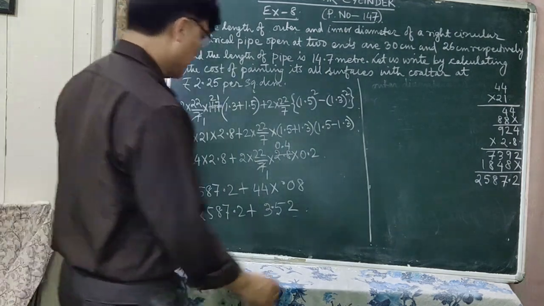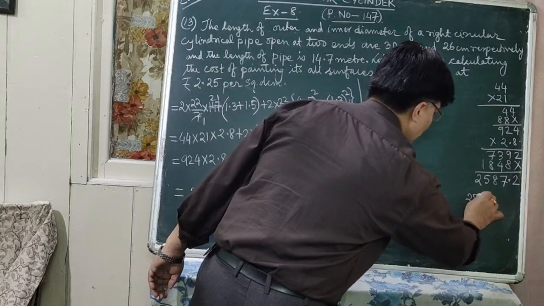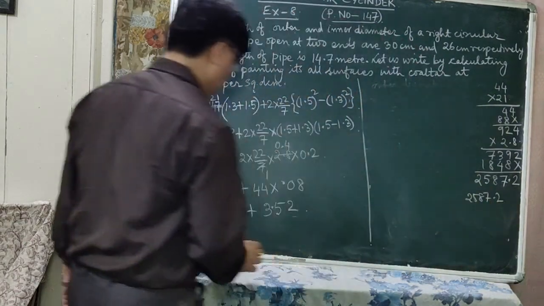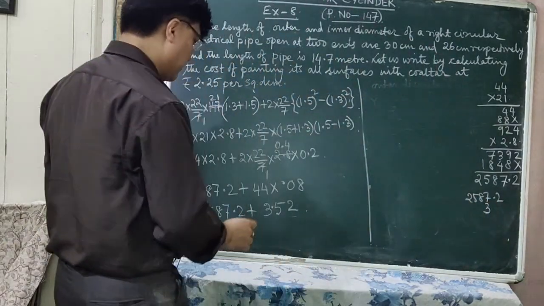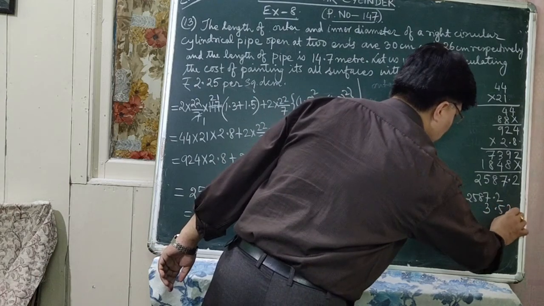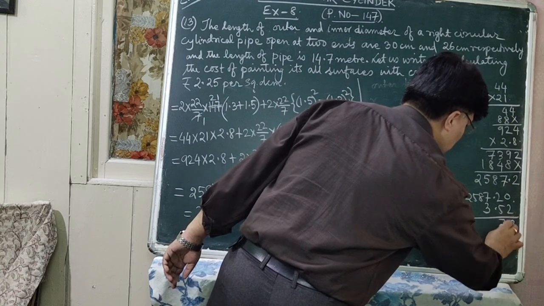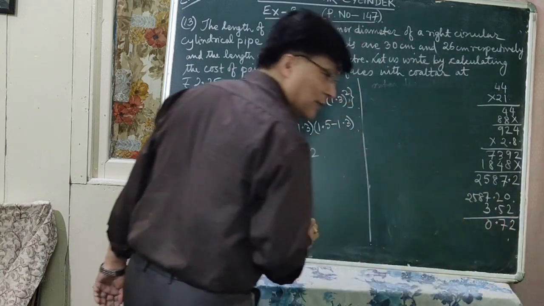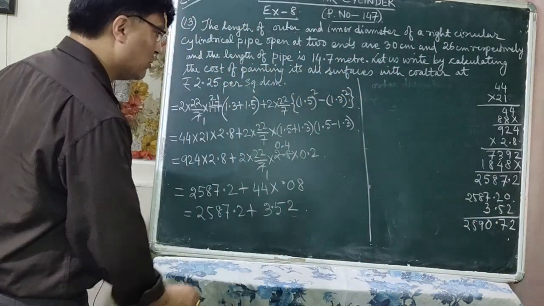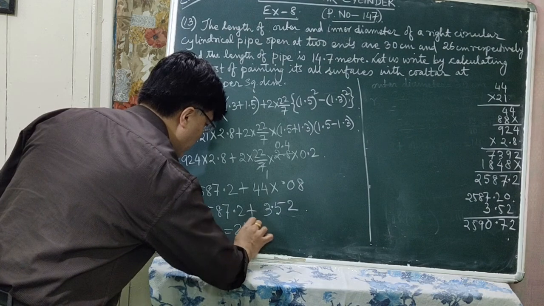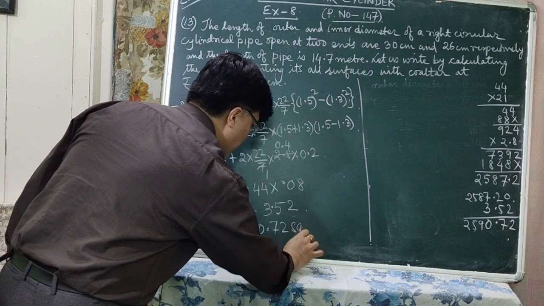So let us add them. So 2587.2 plus 3.52. 2587.2 plus what? 3.52. That means 3 is written below 7. 0.52. Here you can add 0 here. So you can add them. This is 2, 7 plus 3 is 10. 0, 1, 8 plus 1 is 9. 5, 2. So how much is it now? It is 2590.72 square decimeter.